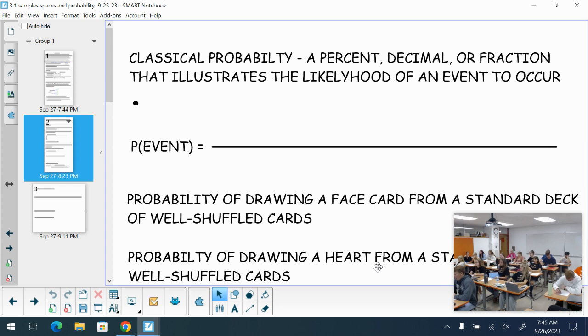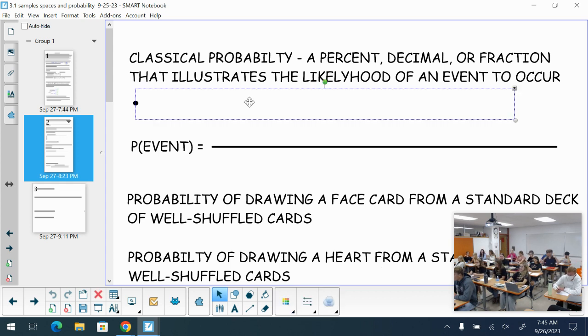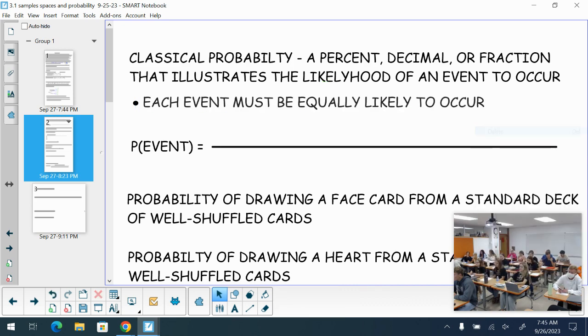Classical probability, once again, you can have a percent, decimal, or a fraction that illustrates the likelihood of an event to occur. Solutions can be a percent, decimal, fraction, it does not matter to me. When you talk about classical probability, each event must be equally likely to occur.